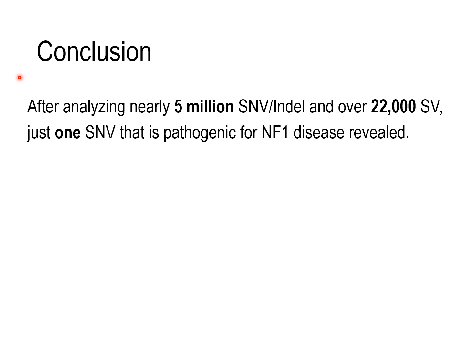In conclusion, our comprehensive analysis of nearly 5 million SMV, or indirect variants, and over 22,000 structural variants led us to identify just one SMV that is pathogenic for NF1 disease. The molecular effect of the variant is explained in previous videos. This is the end of this video. Next time, I will present the quality control steps in our NF1 data.